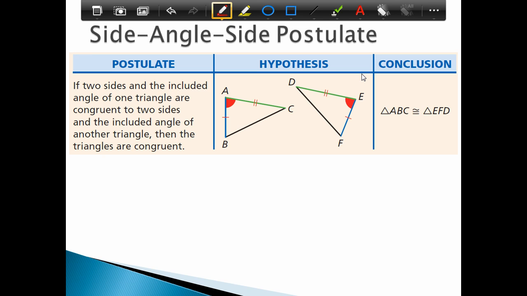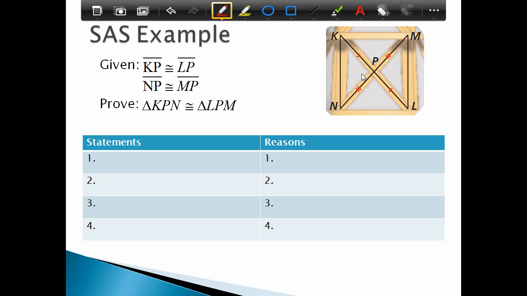Once again, two sides with an angle in between are the same on the two triangles. We have congruent triangles because that angle tells us how much we can open up. So there's only one option for that third side. It has to be that far open, which means they have to have the same length. Let's use it in an example, another proof.